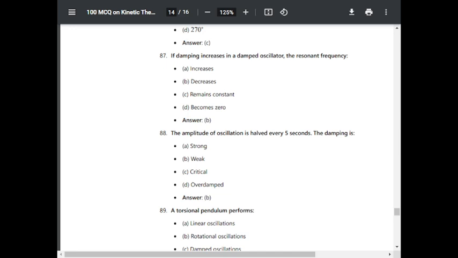Question number 88. The amplitude of oscillation is halved every 5 seconds. The damping is: option A, strong; option B, weak; option C, critical; option D, overdamped. The correct answer is B, weak. The amplitude of oscillation is halved every 5 seconds, so the damping is weak. Option B is correct.